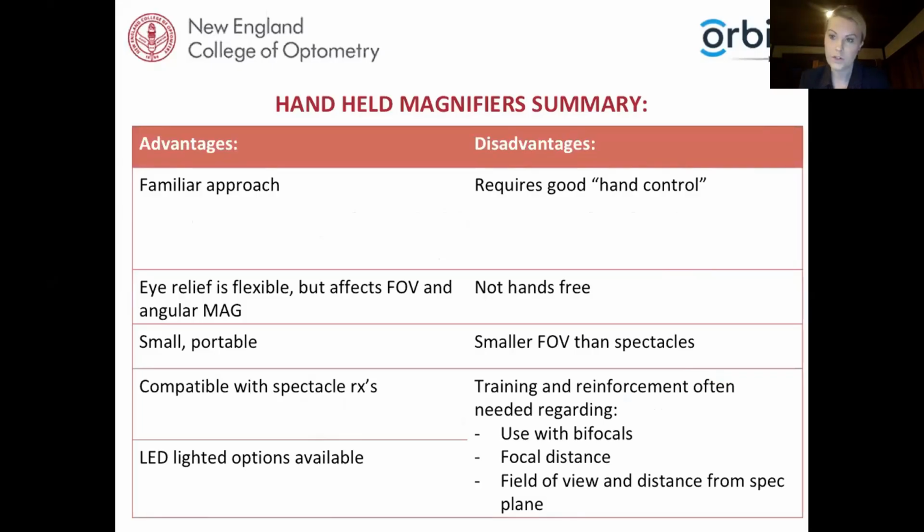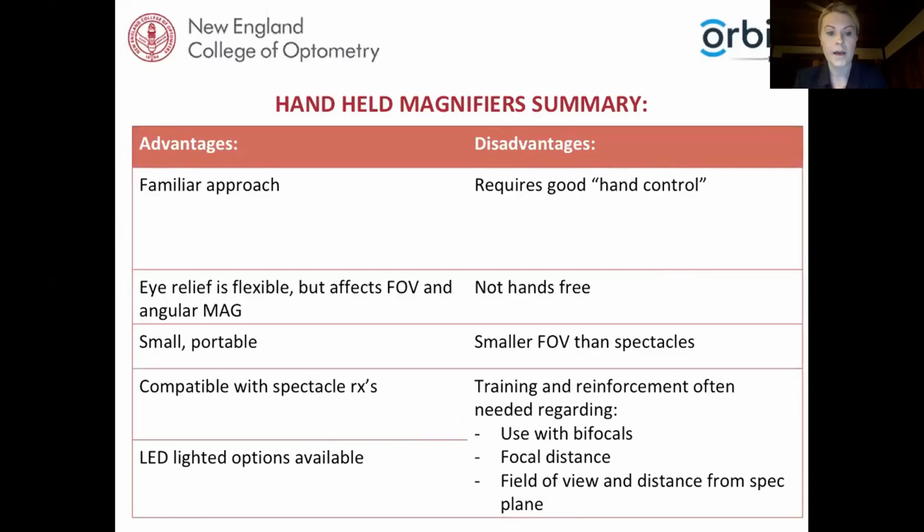Do we want the patient to look through the bifocal or to look through their distance portion? That might be a different answer in different situations. It's a generally familiar approach. The distance that the hand magnifier is held from the spectacle plane is flexible, but that will affect the equivalent power.